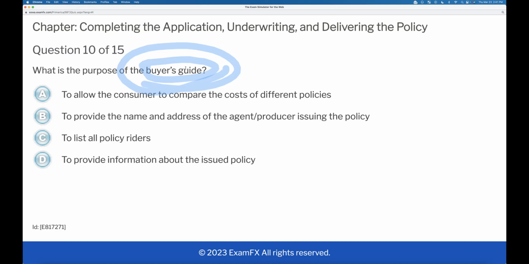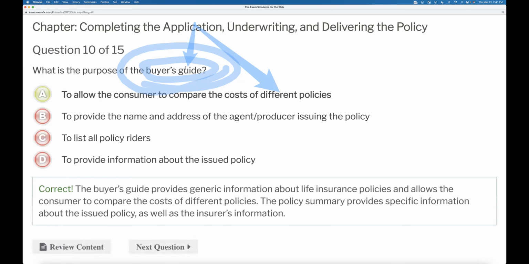Okay. Buyer's guide. So just remember the word here, guide. A guide usually explains different types of policies. So it guides you with different options. You see what I mean? Okay, the answer is A.